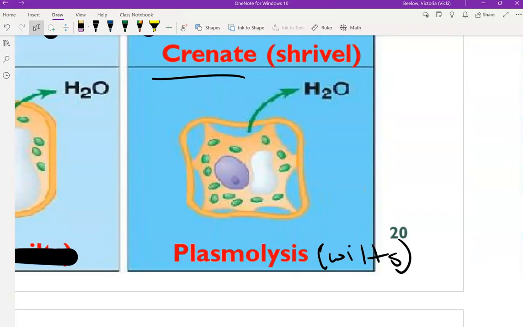Plasmolysis, this is when the plant would start to wilt. So this is why you don't give a plant salt water. I mean, unless you want to kill some weeds in your backyard, go ahead and give them salt water. It'll shrivel them up and cause what's called plasmolysis because water is going to want to leave the plant.